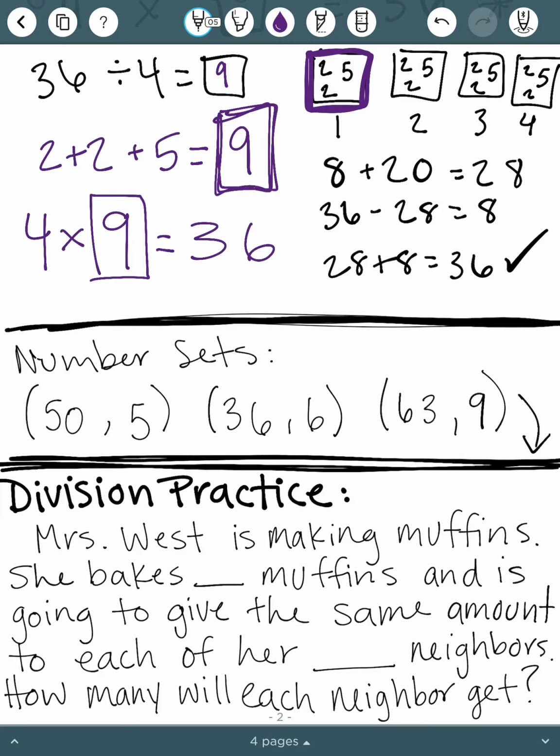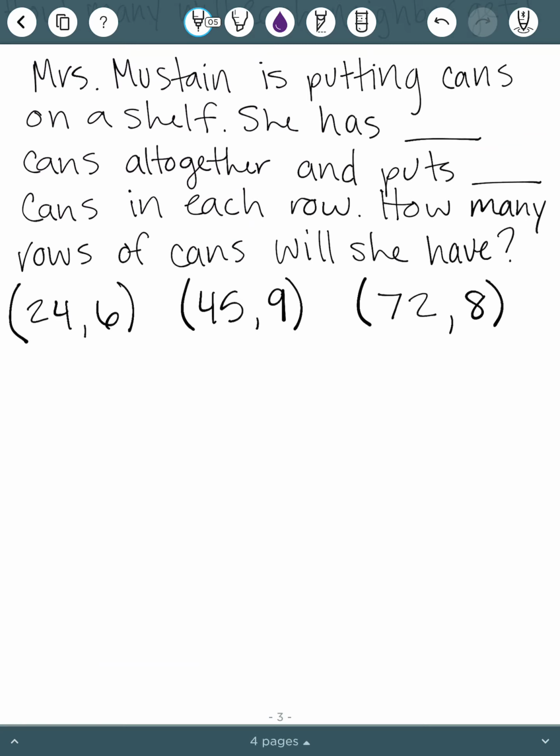That's one strategy. Like I said, they can also just make the 4 groups and tally by ones in each group, or any kind of drawing could work. Here is an example that they can use to practice. So it's the same kind of problem, just using a different story and 3 different number sets. So feel free to use that one as an example also.